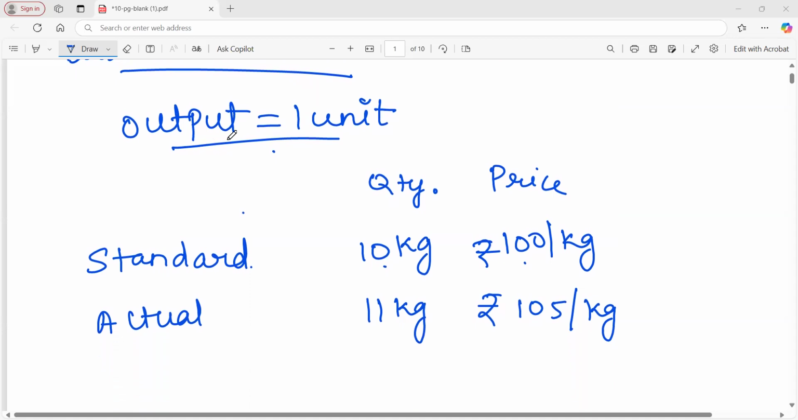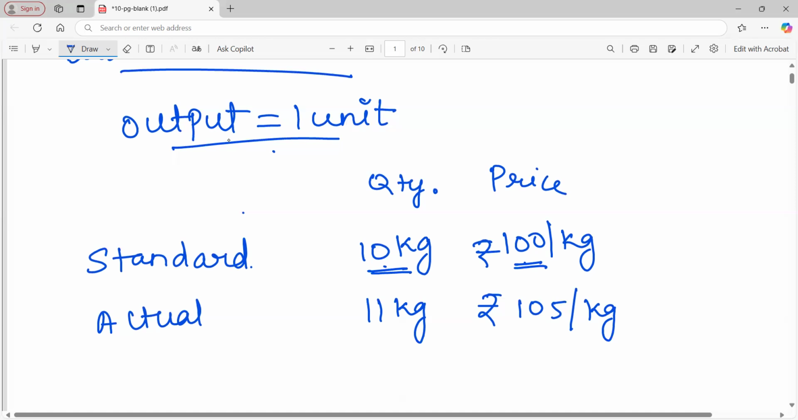If a company wants to produce 1 unit of finished goods, the company is expecting or planning to use 10 kg of raw material. So by using 10 kg of raw material, the company can produce 1 unit of output. This is the standard, or a plan, or a thought process in the mind of the company. And for purchasing 1 kg of raw material, the company is expecting to pay 100 rupees, which is the planned price or the standard price per kg of raw material.